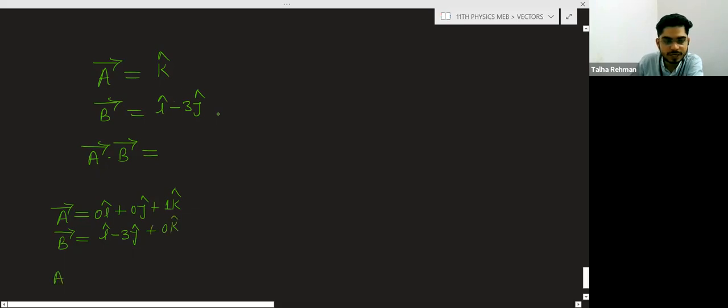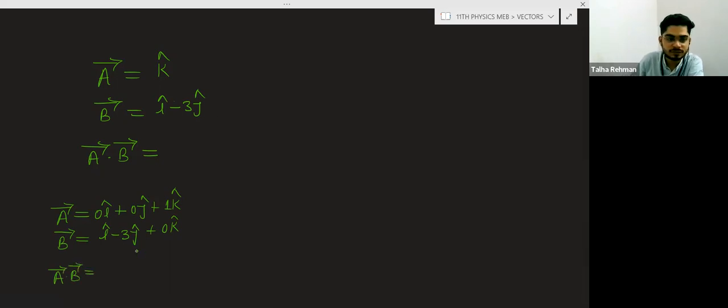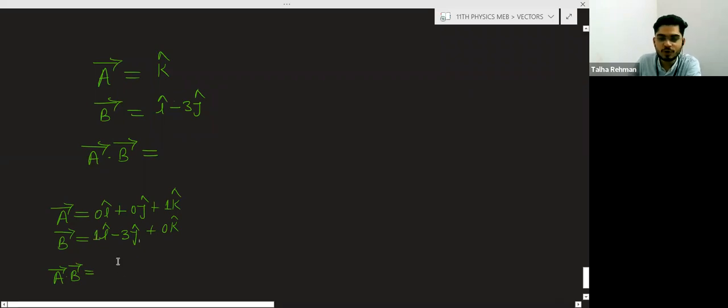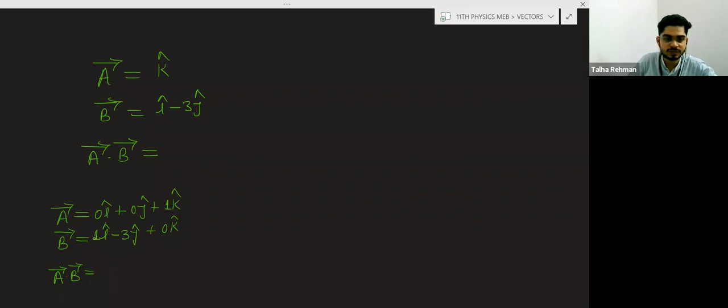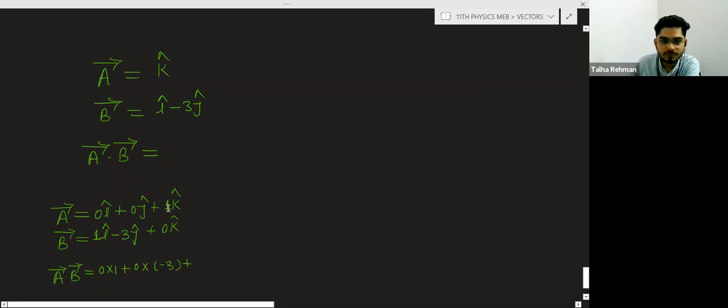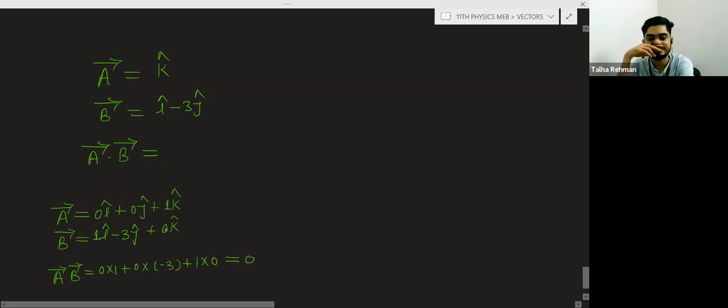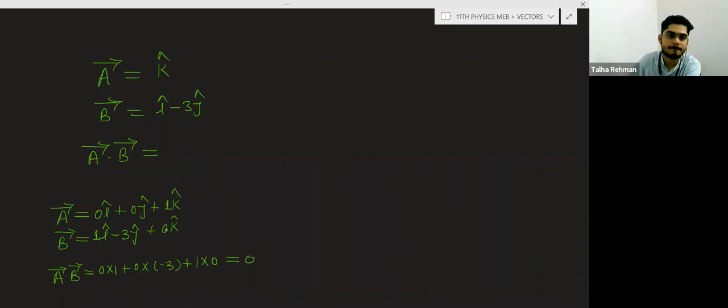Now take the dot product A dot B. For the dot product, we multiply just the coefficient of I cap with I cap, j cap with j cap, k cap with k cap. The coefficient of I cap is 0 and 1, so 0 into 1. Here 0 into minus 3. Here 1 into 0. So that is why this will become 0. Got it?